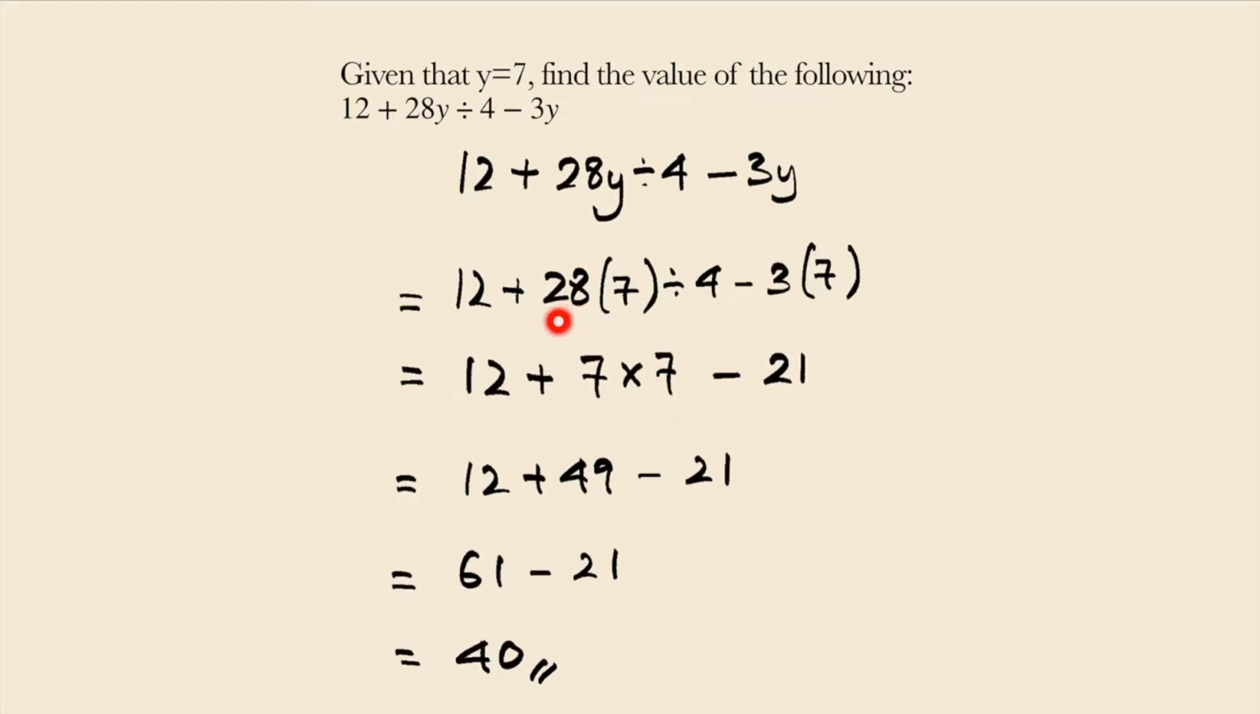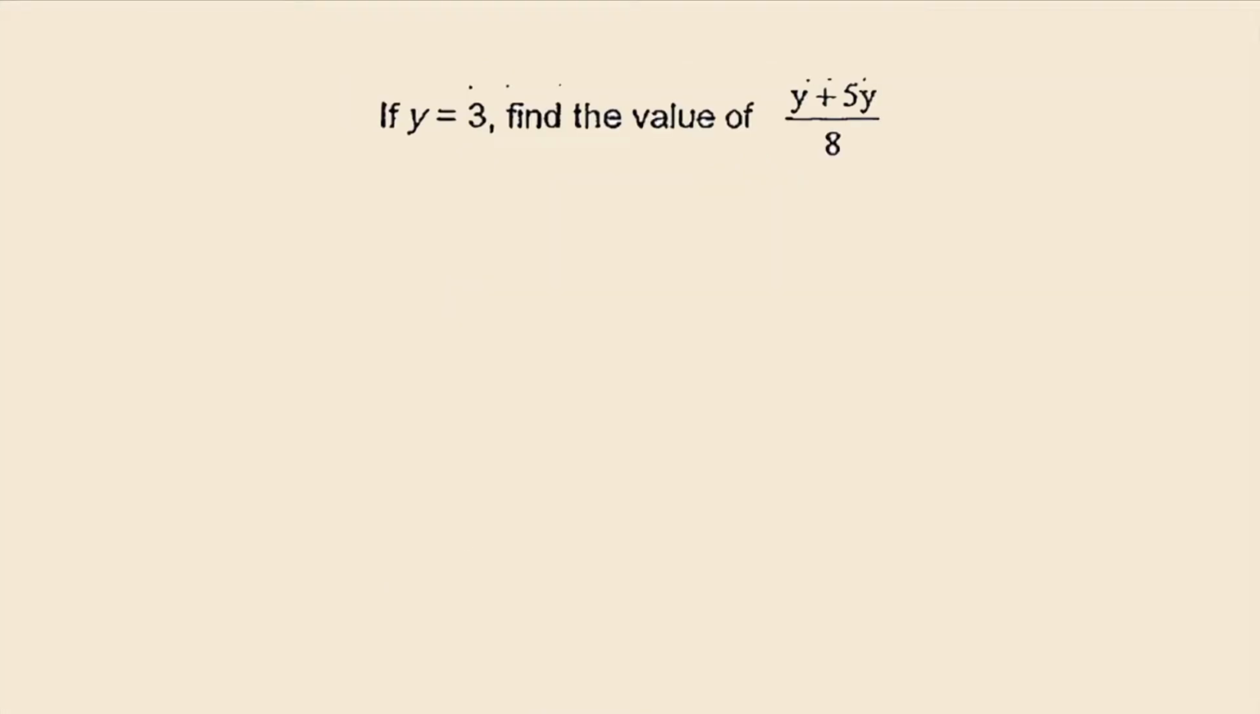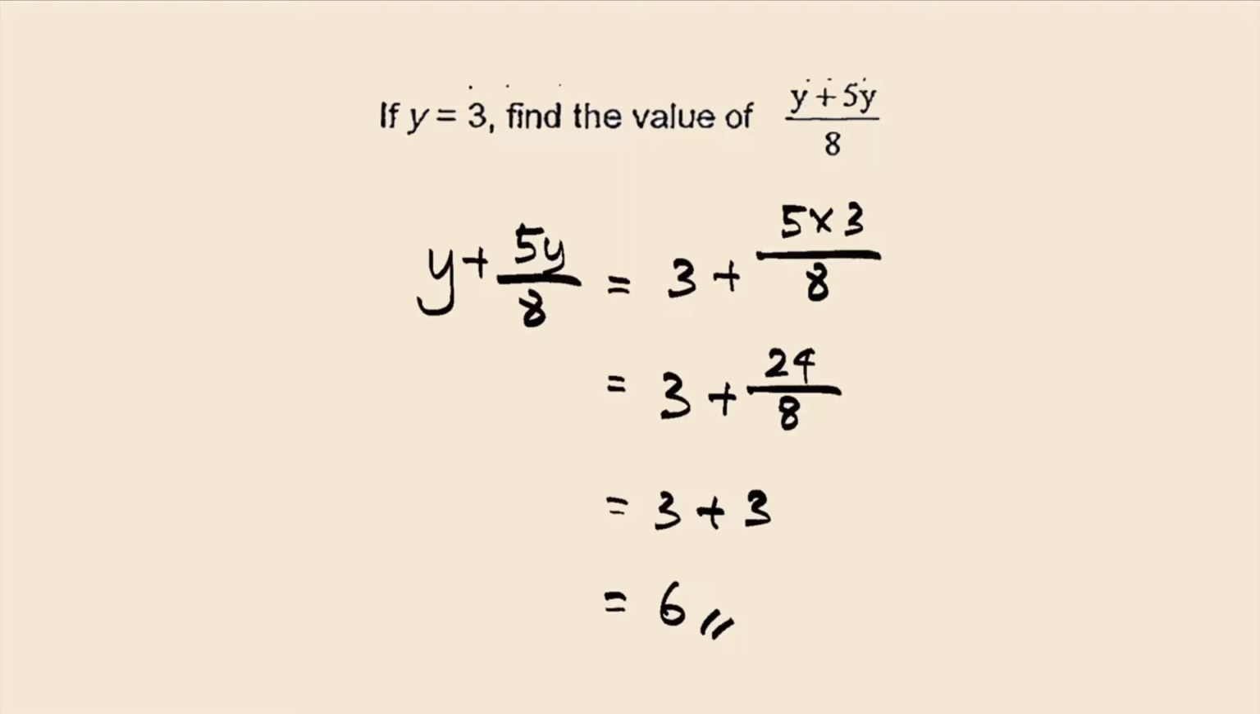You can also do it from left to right, 28 divided by 4 times 7, but obviously you'll be working with a much larger number. So 49 minus 21 here, go from left to right, and you get 40. So we have y equals to 3. We'll substitute 3 in these two instances. Okay, and the answer is 6.